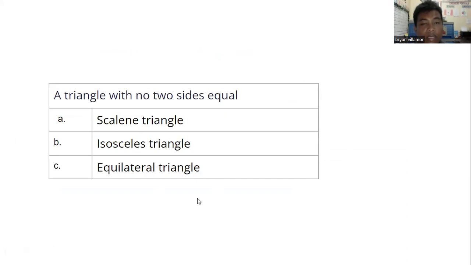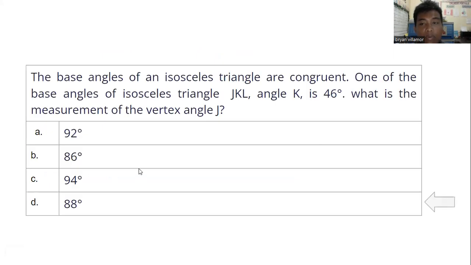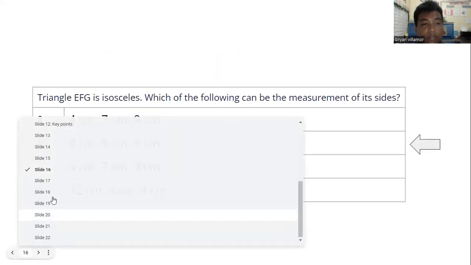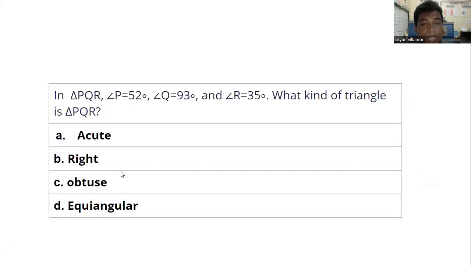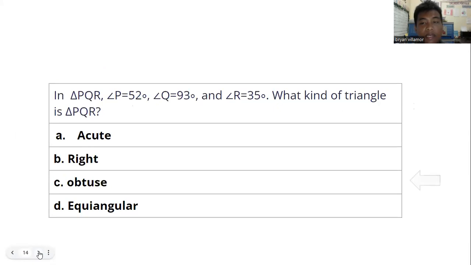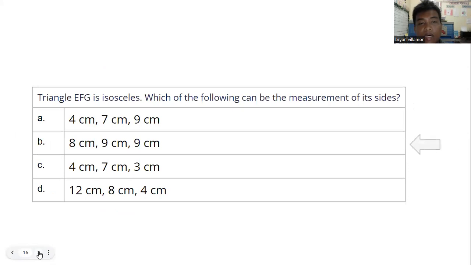A triangle with no two sides equal is an escalene triangle. I think we have explained this enough. We are done with this one. That is how to classify triangles.